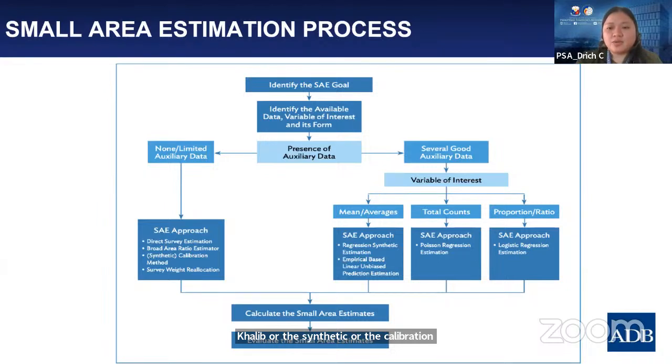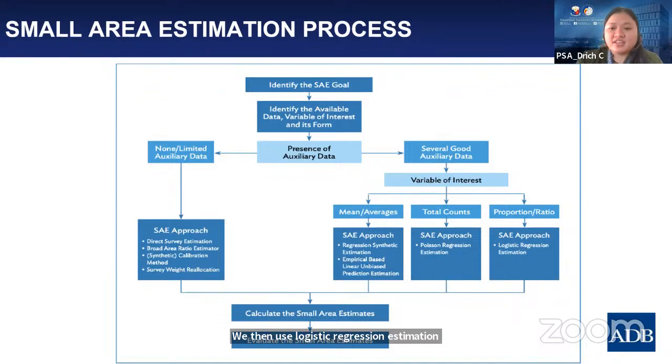If, after assessment, we determine that we have several good auxiliary data, once we identify our variable of interest, we can conduct SAE approaches such as regression synthetic estimation and empirical best linear unbiased prediction estimation, or the EBLUP. Another SAE approach, if we need the total counts, is Poisson regression estimation. And if our approach is obtaining the proportion or ratio, we then use logistic regression estimation.